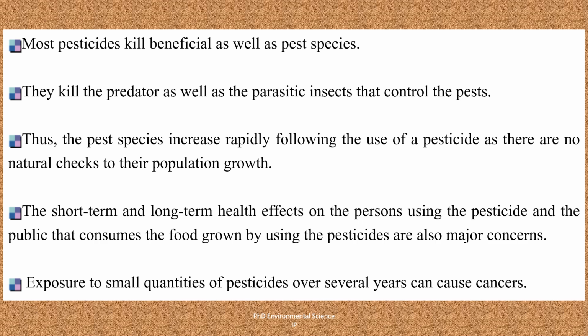Many pesticides are designed to kill a wide range of organisms, including both the harmful pests and the beneficial species, such as predators and parasitic insects that naturally control the pest populations. This indiscriminate killing can disrupt ecological balance by reducing the population of natural predators and parasites that help keep pest populations in check.